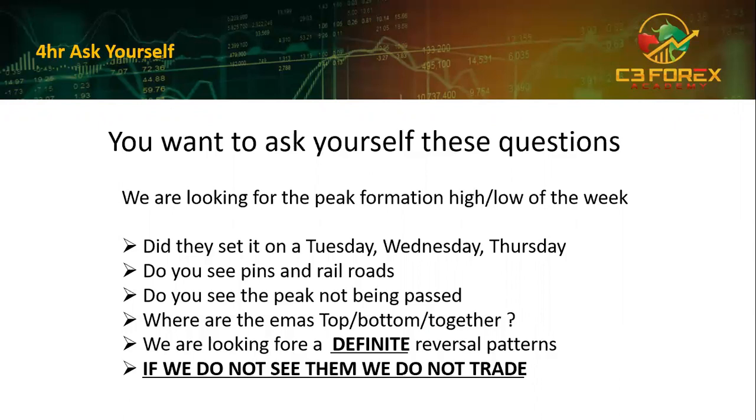Where are your EMAs? Are they on top? Are they on the bottom? Are they together? If the EMAs are on top, we're in a downtrend. If the EMAs are on the bottom, we're in an uptrend. If they're together, we're in reset. We are looking for a definite reversal pattern. All right. If we don't see them, we don't trade.